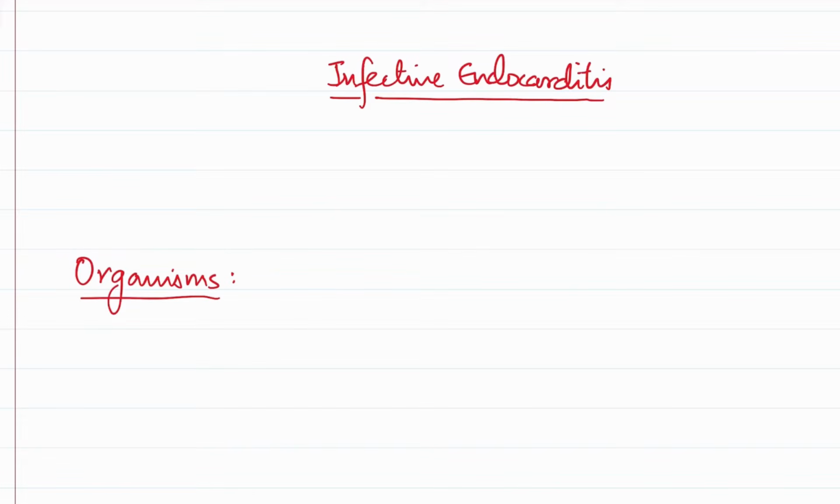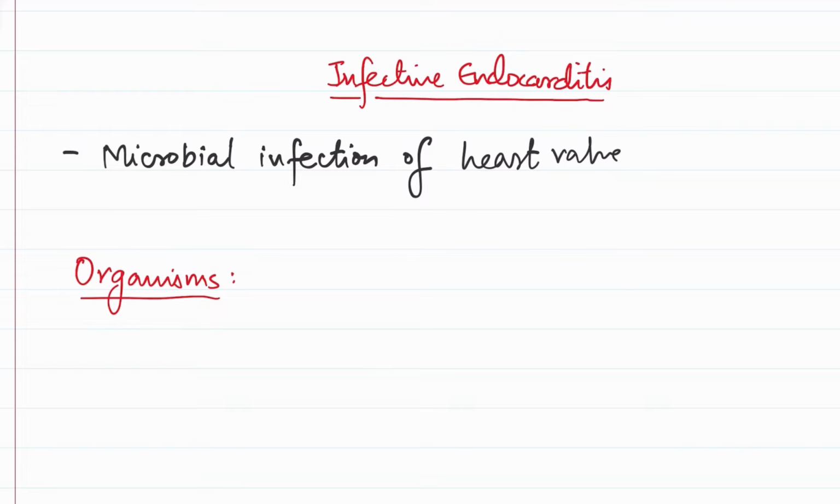This video is about infective endocarditis. What is infective endocarditis? The definition is that it is a microbial infection of the heart valve or mural endocardium. So it's an infection that affects the heart valves or the endocardium of the heart. Most commonly the heart valves are involved, and because of the infection we have the characteristic vegetations.